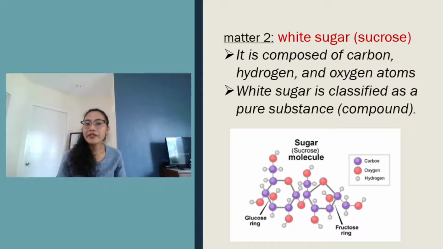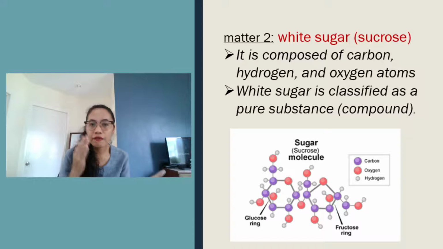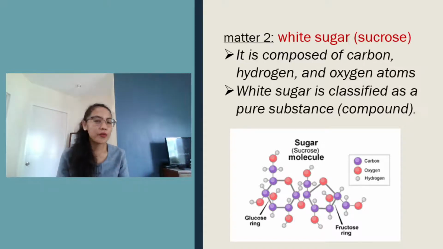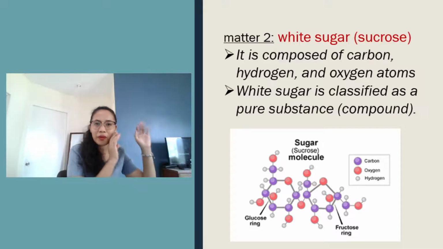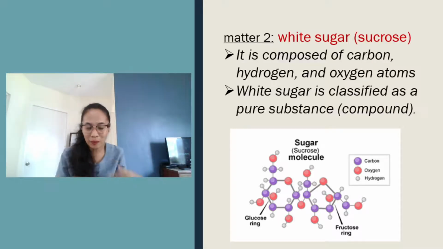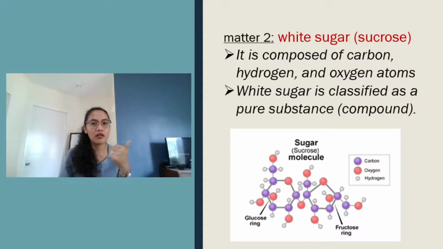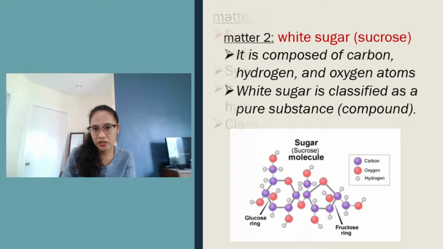That's why sucrose or white sugar is classified as a pure substance because it's just a compound. So although it is composed of many kinds of atoms, and of different numbers for carbon, hydrogen, oxygen, the combination or the proportion of these atoms is fixed. So wherever you get the sugar, whether from the US, Europe, Japan, or from the Philippines, sucrose would always have a fixed number of atoms of hydrogen, carbon, and oxygen.